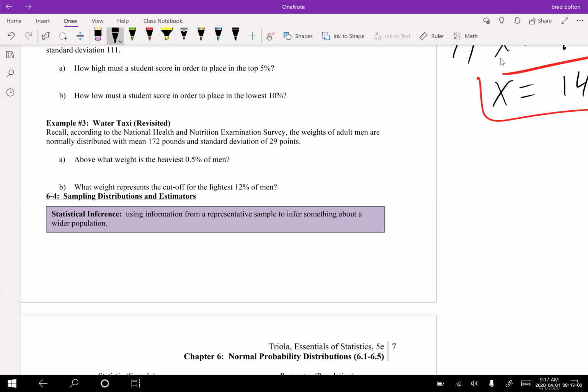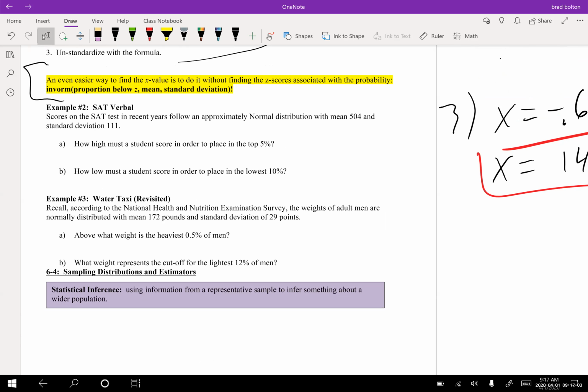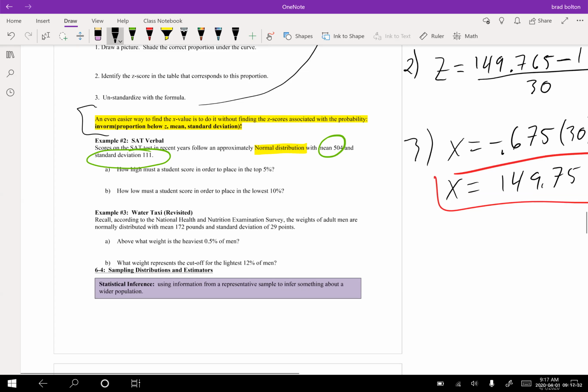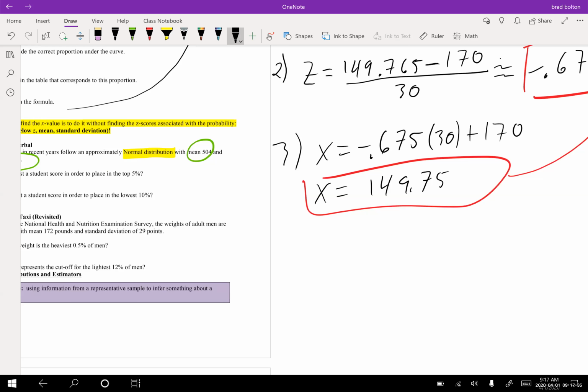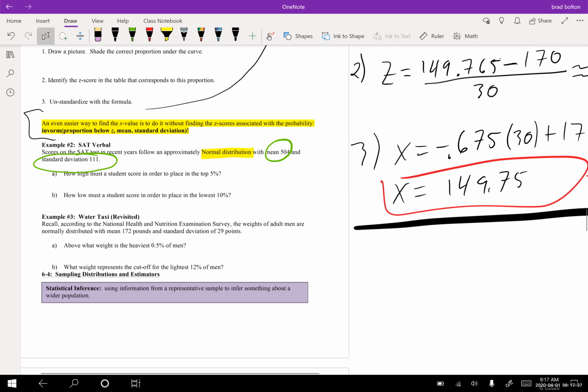So for part A, it says normal distribution. The good part is normal distribution. Once they tell us that, we're good. We also like the fact that they gave us the mean of 504 and the standard deviation of 111. These are all good things they need to tell us in order to use our normal distribution. So it says, how high must a student score in order to place in the top 5%? Okay, so I'm going to have to do a little bit of scratch work over here. Let's draw a little bar. So this will be example 2.